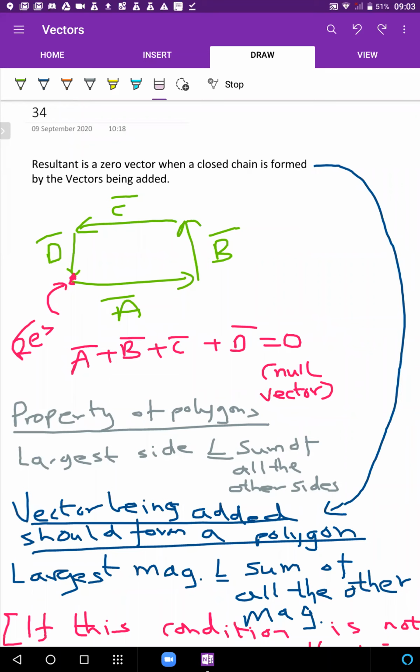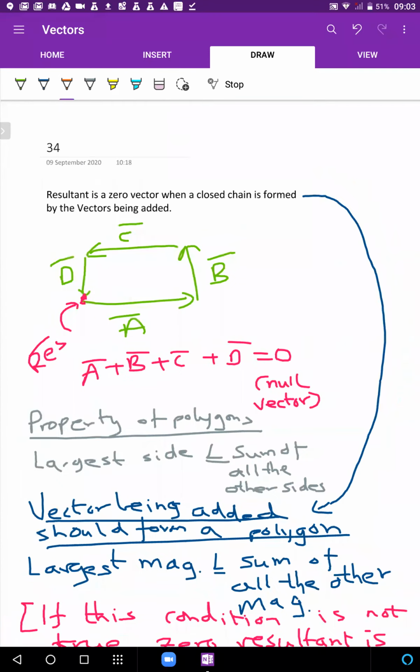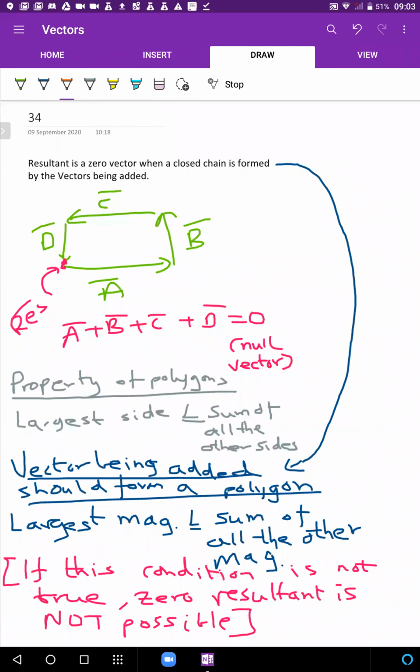Then remember one thing, that a property of a polygon is that the largest side... So what are we saying? If A, B, C, and D form a closed polygon when joining them head to tail, their resultant can be 0. Their resultant will be in that case 0. Okay, but when can they form a closed polygon?